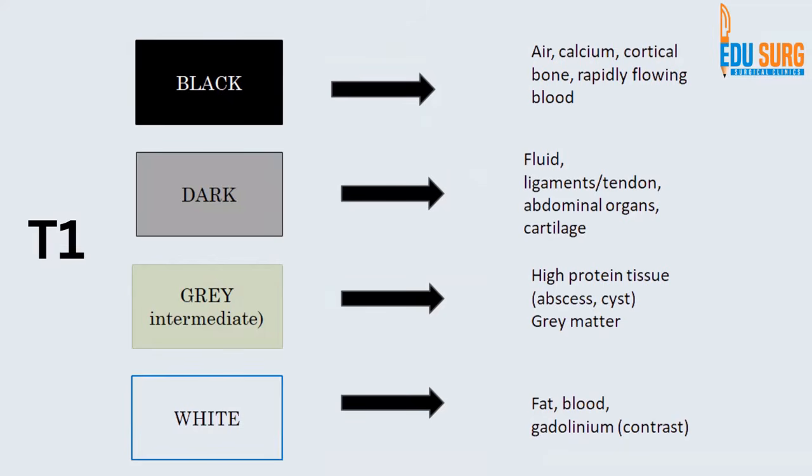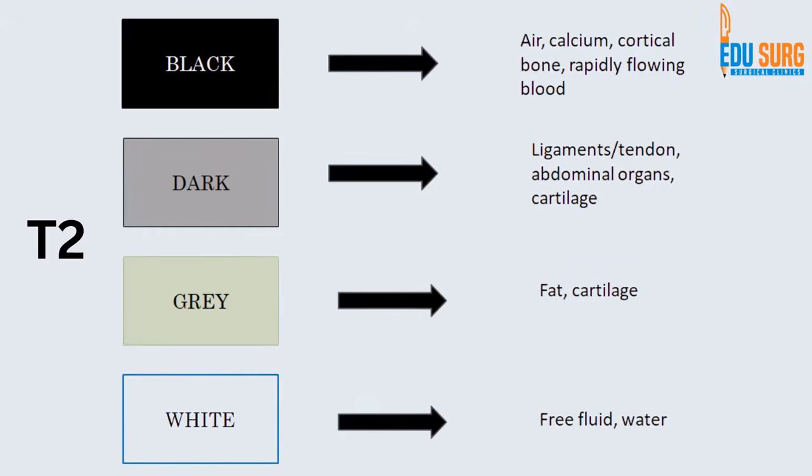Fat is white. Gadolinium is a contrast that is used in MRI, that is white in T1. So contrast phases are T1. Okay, another MCQ. Gray is intermediate, high protein tissue such as abscess, okay, pus, cyst, gray matter. High protein tissues are gray. Gray matter is gray, okay, in T1. And darker is fluid, ligaments, tendon, abdominal organs, and cartilage.